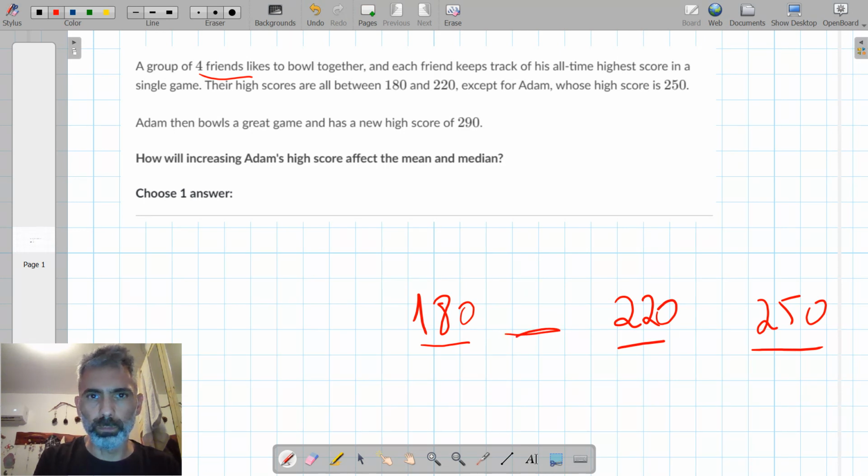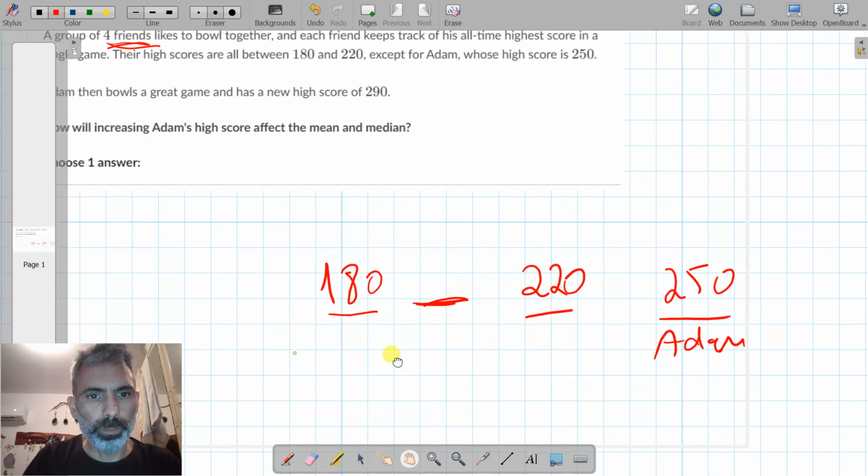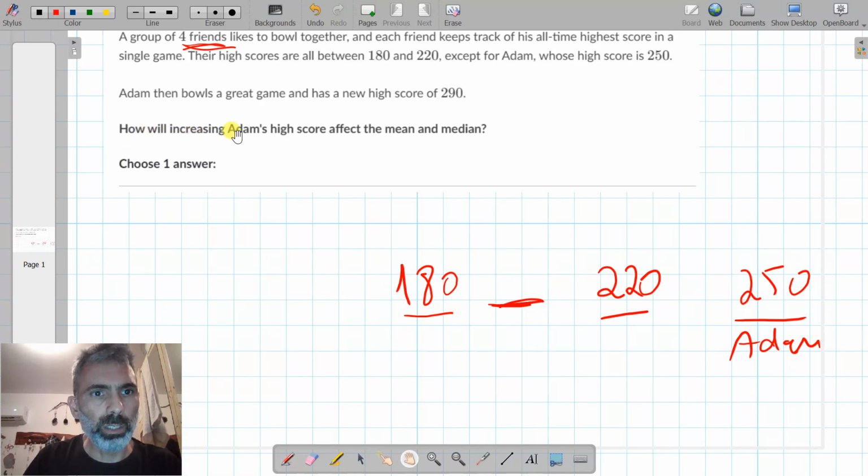Okay, so we have an unknown high score for the third friend. We have 1, 2, 3 friends, and a total of 4 friends, so we don't know the score for the third friend. And this is Adam. Adam then bowls a great game and has a new high score of 290. So now the question is, how will increasing Adam's high score affect the mean and the median?